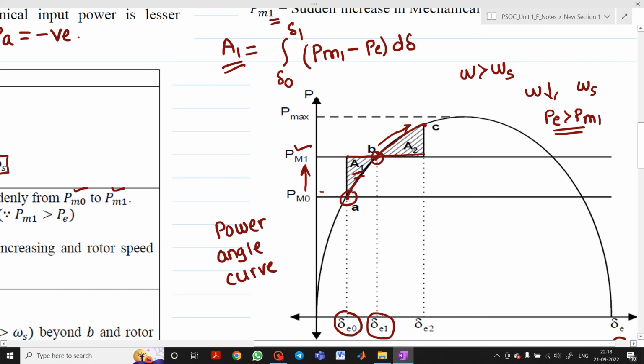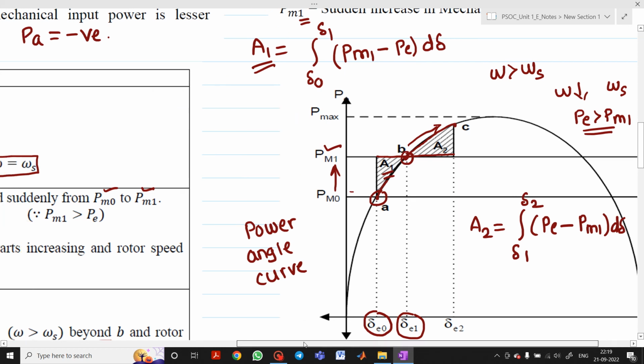Now how will we write an expression for area A2? I will write it here. Area A2 will be equal to what? Now the upper limit is nothing but PE, and minus this is your lower limit, which will be PM1 into d delta. We forgot to write the limits here. The limits will be from delta 1 to delta 2.